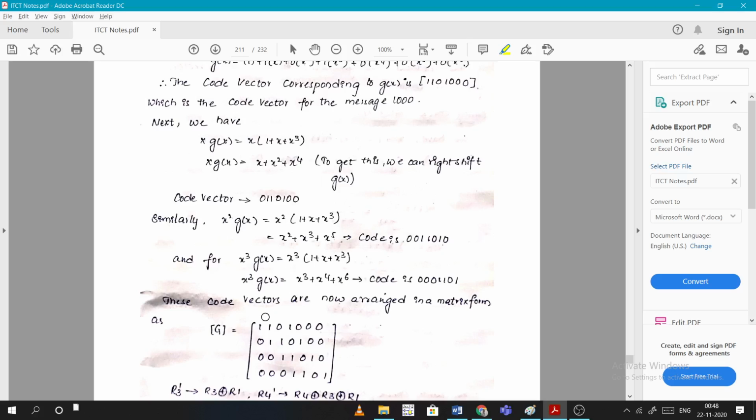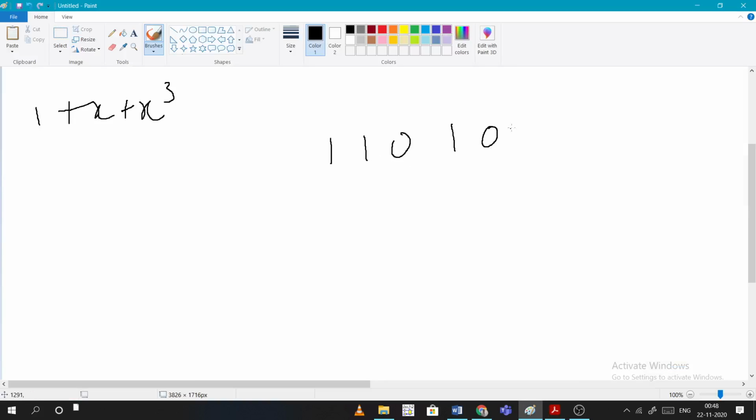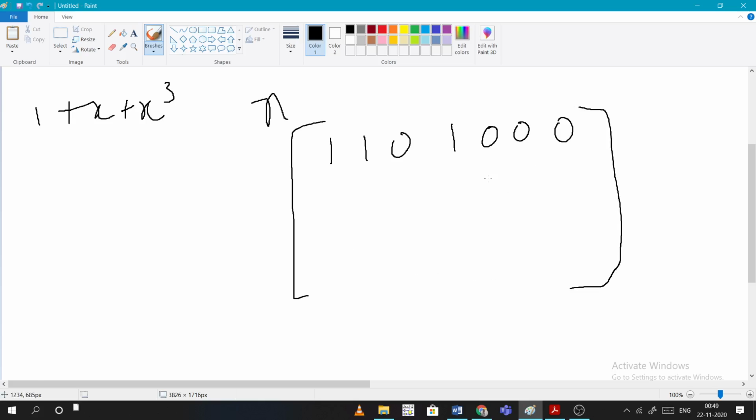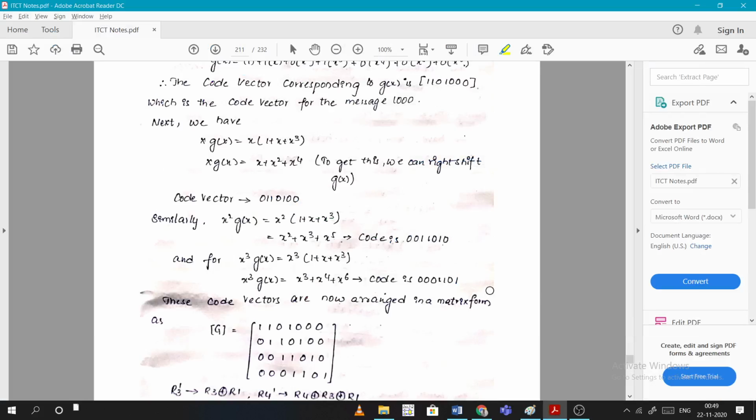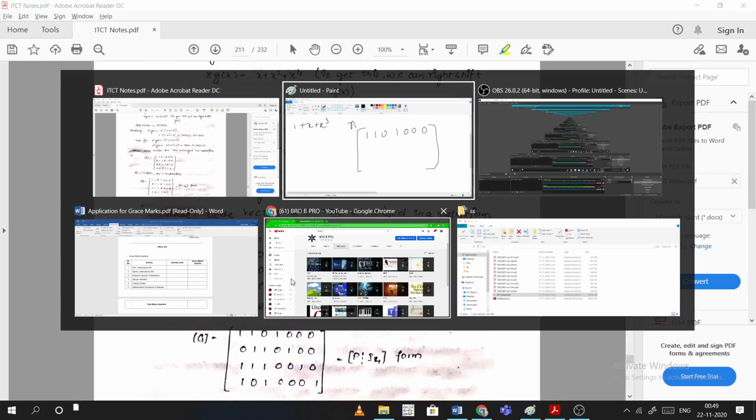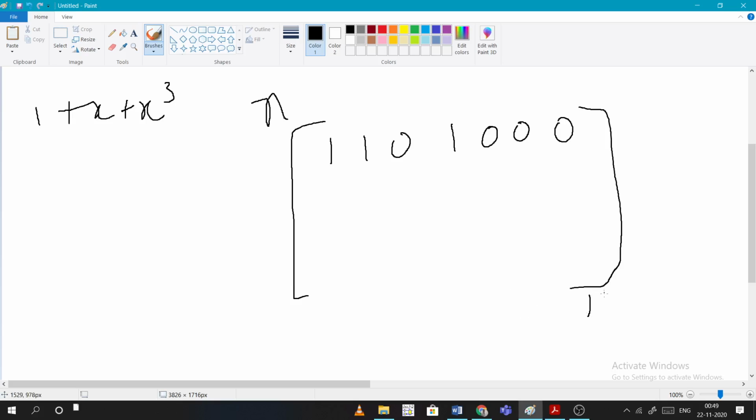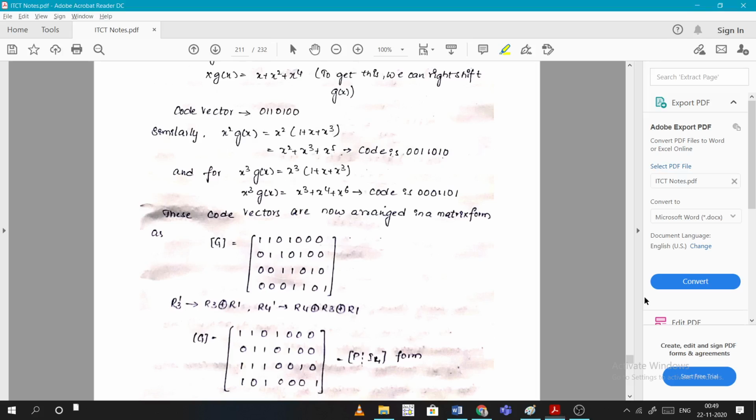Now, how many bits should be there? There should be n bits. So we append 3 zeros to make it n bits. Okay, so now it is n bits. Now what to do? We just need to rotate them. The size of this generator matrix will be k cross n.